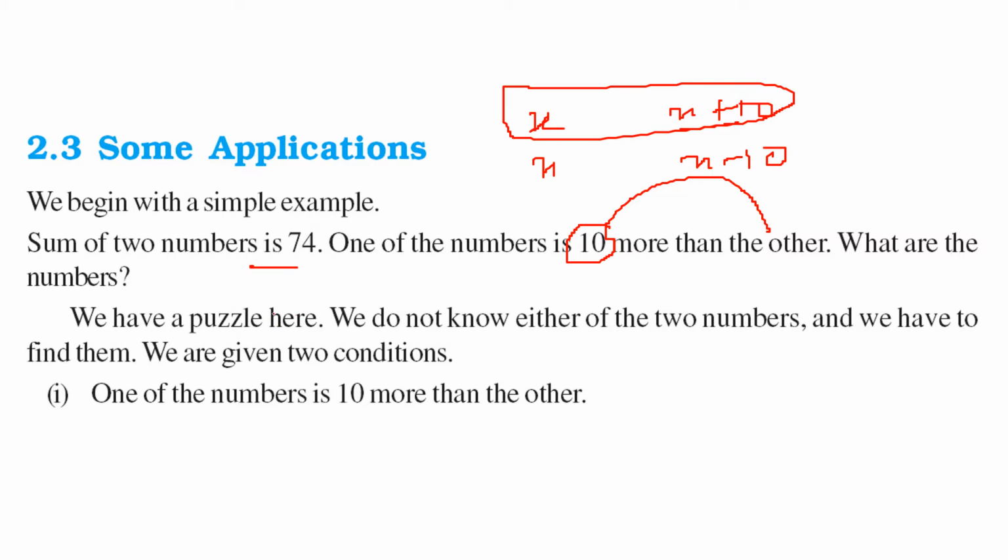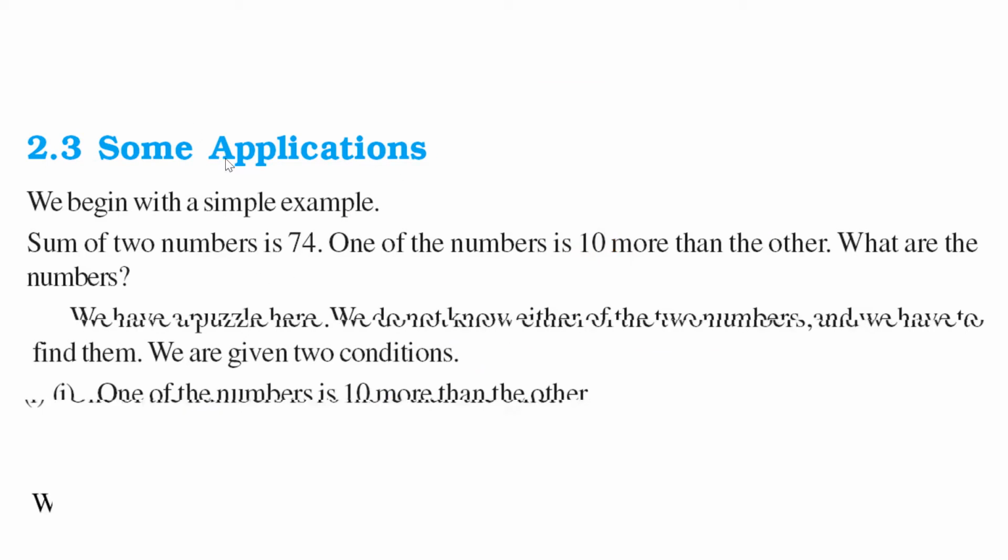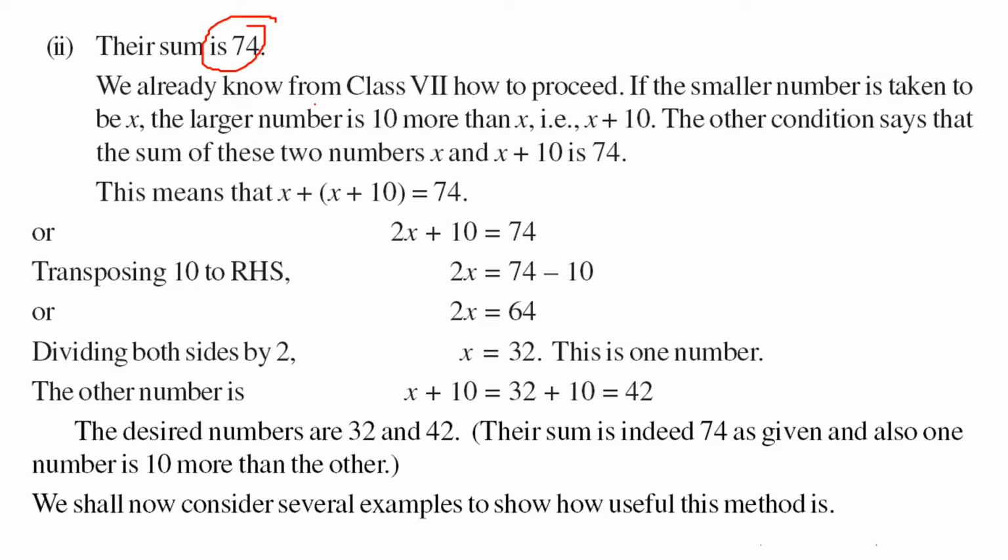So here we have certain puzzles, certain special ways to solve these types of questions, word formulations. So we do not know either of the two numbers now, so we have to find them. One of the numbers is 10 more than the other, and their sum is 74 also. So if we take one as x, as I just suggested, the other has to be x plus 10. And when we add these two numbers, we should get 74. So x plus x plus 10 will be 74. X plus x is 2x. This is 10. This is 74. Take 10 this side. This will be 74 minus 10. You get 64.